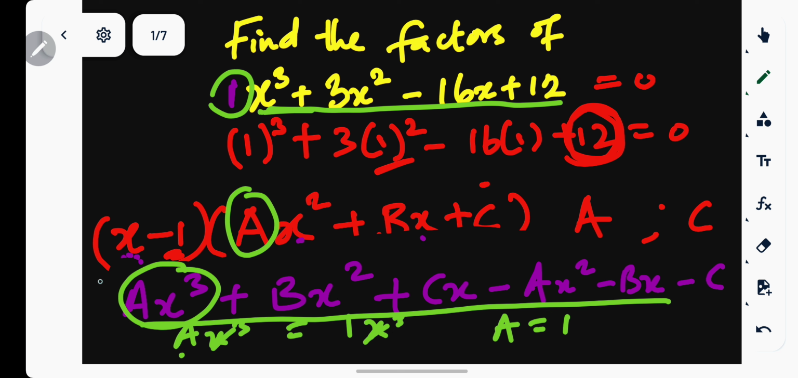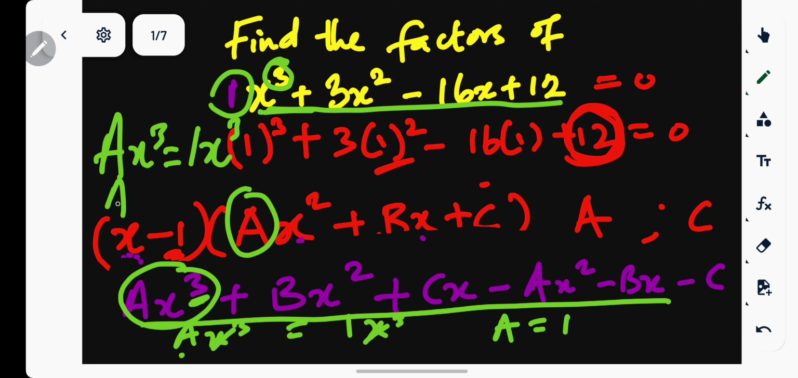And ax cubed is the only term we have here which has x cubed. So we compare that to the only term which has an x cubed. So if ax cubed is equal to 1x cubed, which means that a is equal to 1, and our first term here is a 1. Get it? Got it? Good.